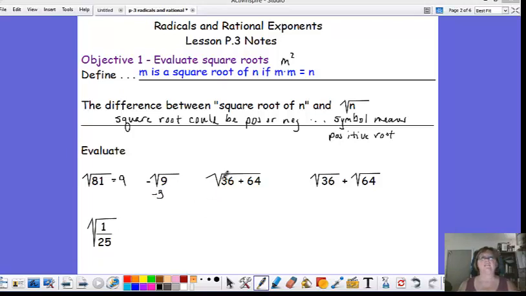On this one, we want the positive square root of the quantity 36 plus 64. I had mentioned earlier in these videos that the square root symbol, or the radical, works as a grouping symbol. Whatever work we can do inside here first, we have to do. So this is really asking us for the square root of 100. 36 plus 64 is 100. And that's 10.